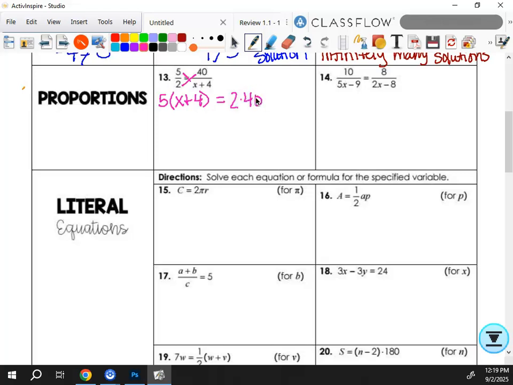Right? And then it's just like any other problem we've done. I distribute my 5, get 5x plus 20, because that's usually what happens. If you don't write it out, you do 5 times x, and then you leave the 4, and that's wrong. Equals 80. So 5x equals 60. What does x equal? 12.